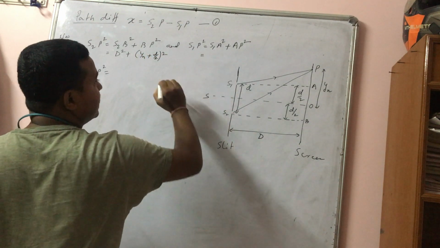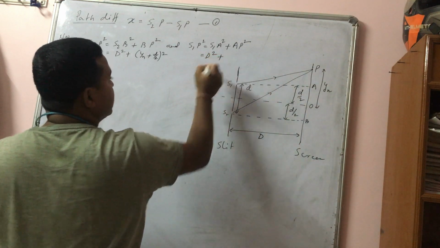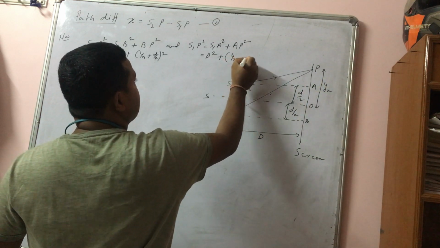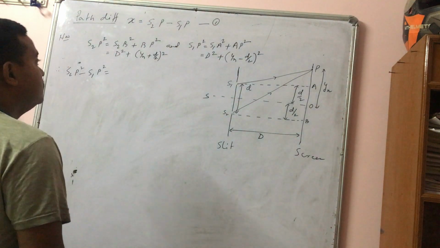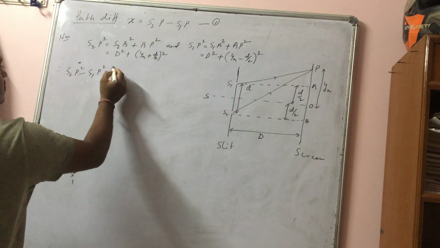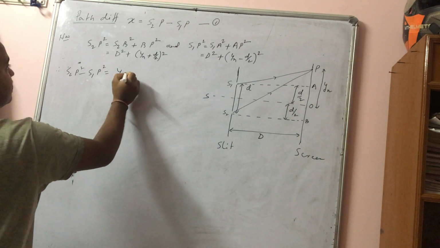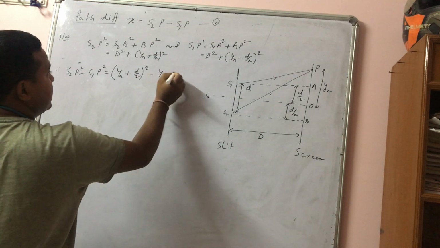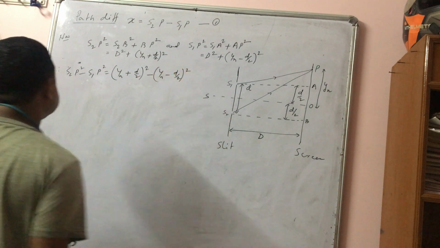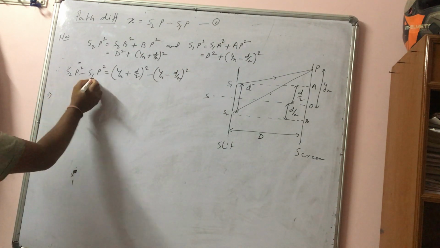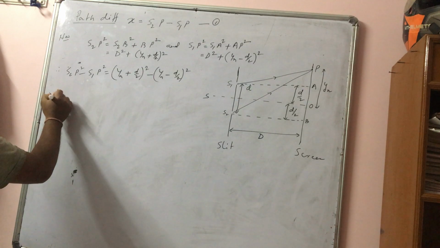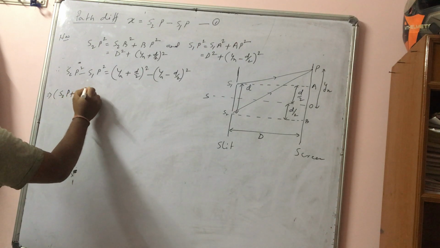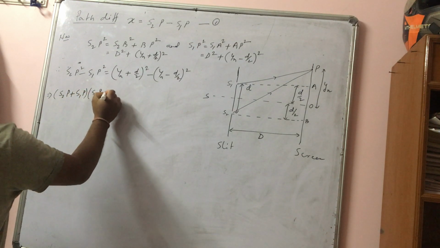And here S1A is D. What is AP? AP is yn minus d by 2, whole square. If you subtract S2P square minus S1P square, D square will cancel out. It will be yn plus d by 2 whole square minus yn minus d by 2 whole square. Now apply a square minus b square, which is a plus b times a minus b. So S2P plus S1P, times S2P minus S1P.